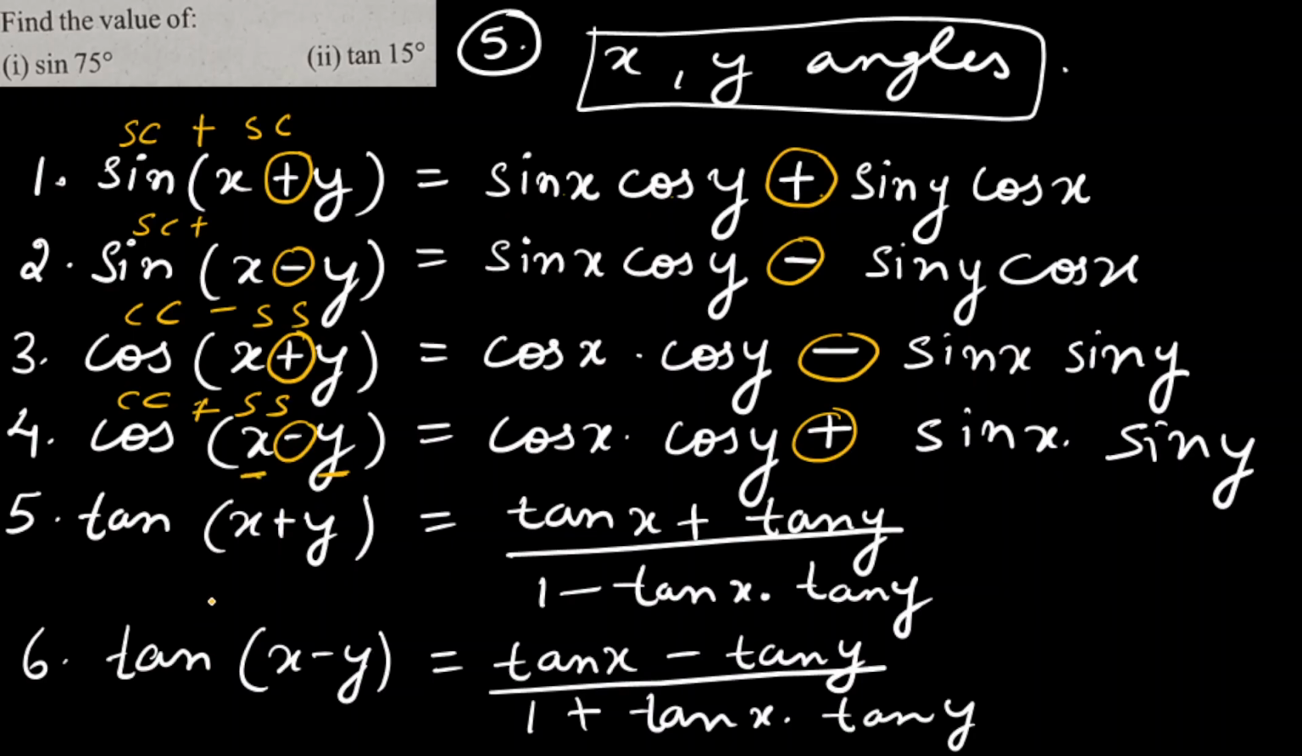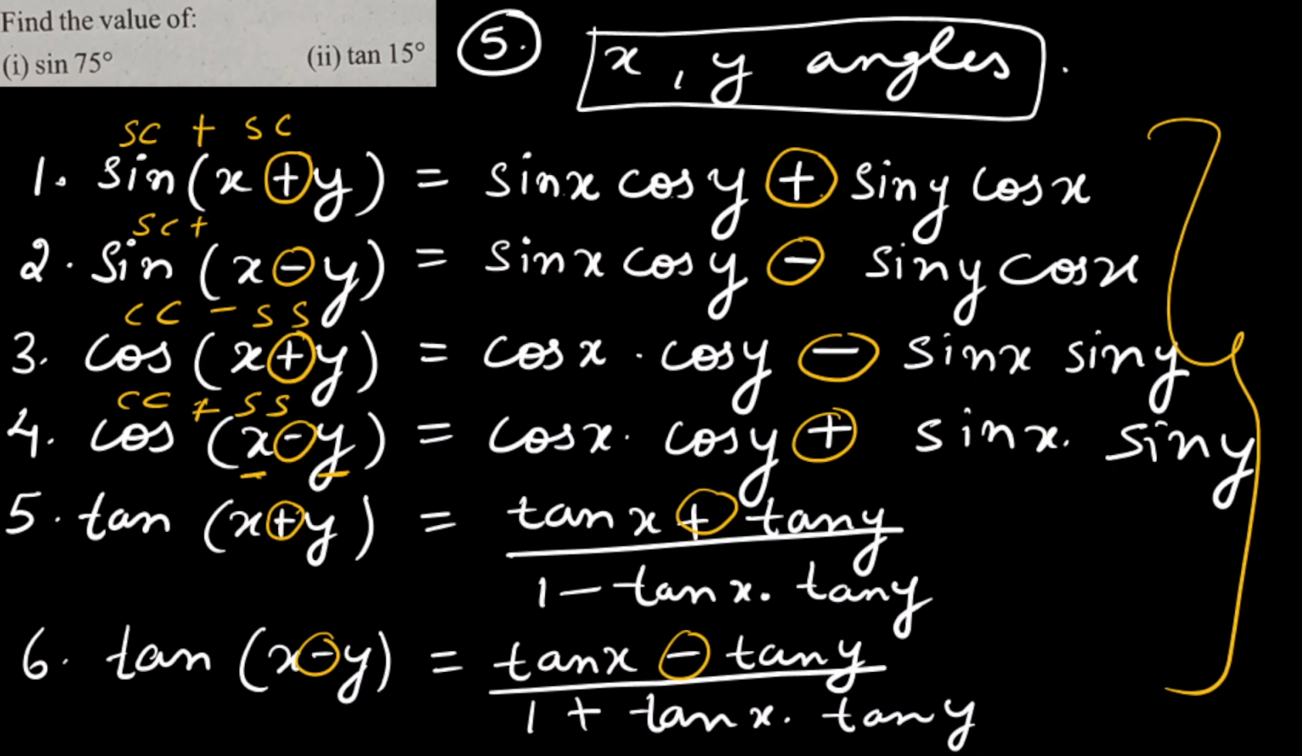In case of tan, how to remember? If plus is there, then numerator plus, denominator minus. If minus is there, then numerator minus, denominator plus. It is tan x plus tan y upon 1 minus tan x into tan y. So tan x minus tan y upon 1 plus tan x into tan y. So we have learnt these 6 formulas, and now we will use them to solve the fifth question.